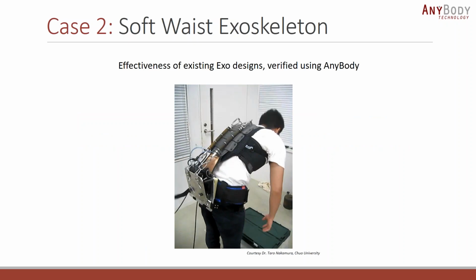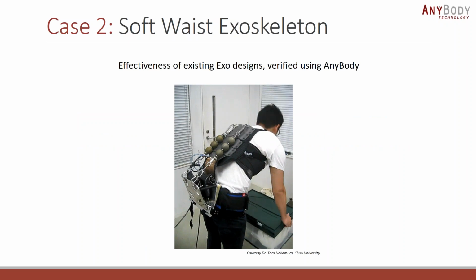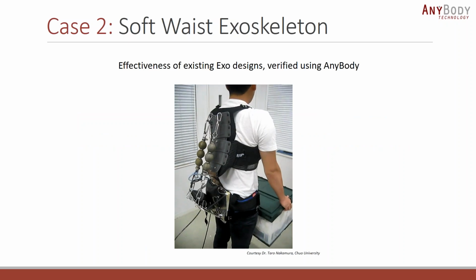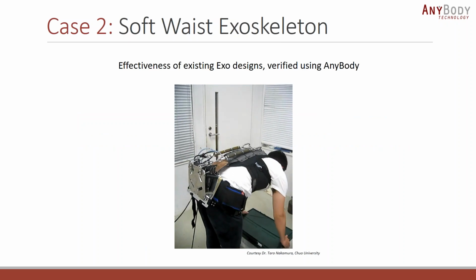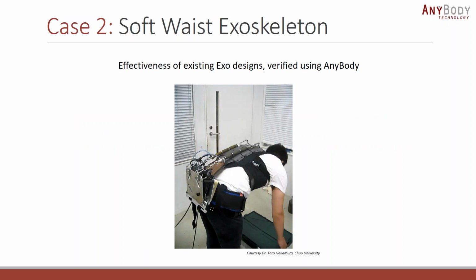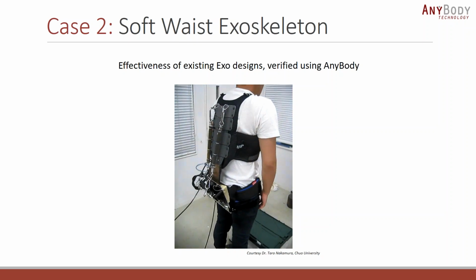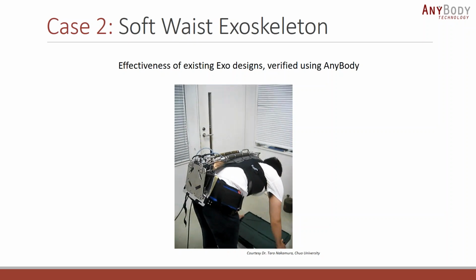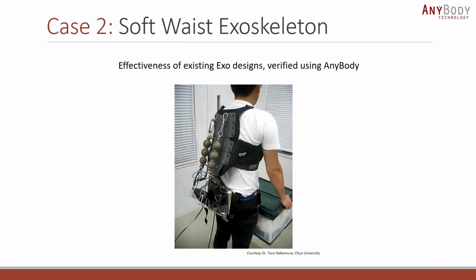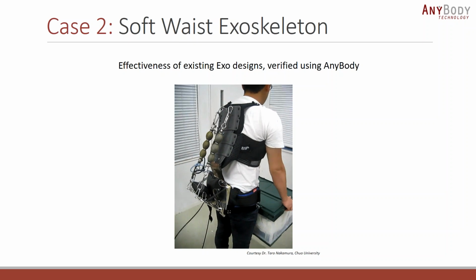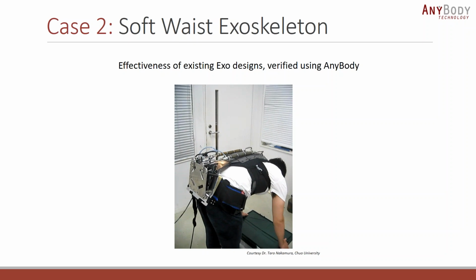This problem was slightly different from case one in that they already had an exoskeleton that was operational, and they wanted to evaluate the effectiveness of this exoskeleton using AnyBody. You can see that the exoskeleton assists these stoop lifting tasks. As a person bends down and picks up the weight, the pneumatic actuators in the back swell up and start producing force, and then support him through the process of lowering the weight, beyond which they go dead.